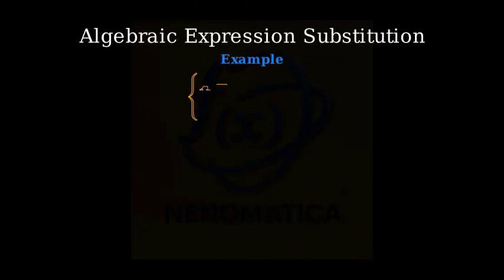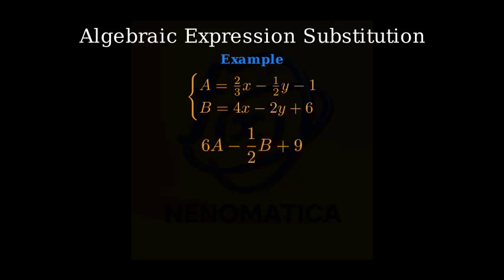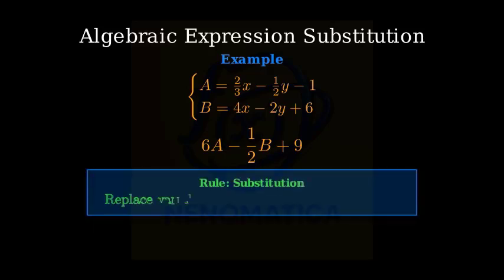We're given that a equals 2/3 x minus 1/2 y minus 1, and b equals 4x minus 2y plus 6. We need to calculate the expression 6a minus 1/2 b plus 9. Let's start solving this problem step by step. Let's start by substituting the values of a and b into our expression. We'll apply the substitution rule, which states that we can replace variables with their equivalent expressions.